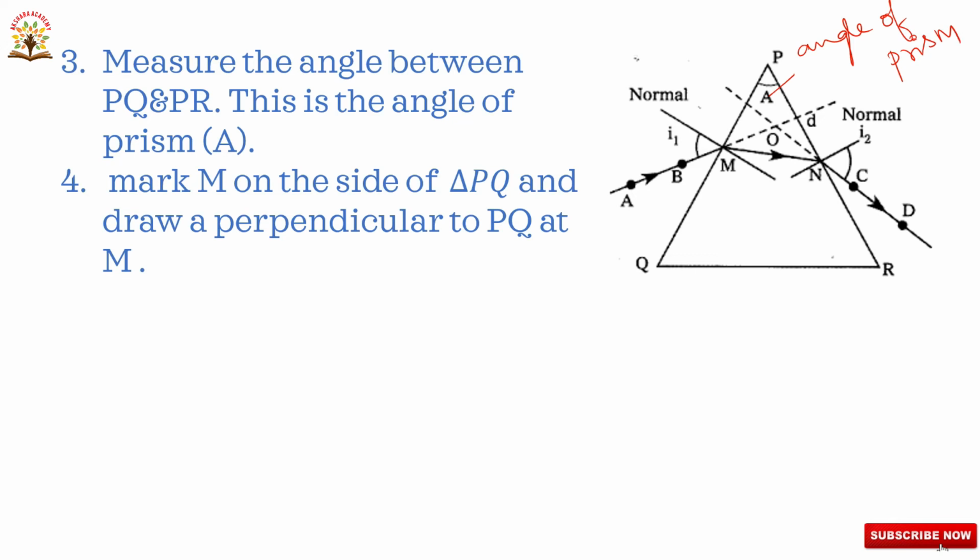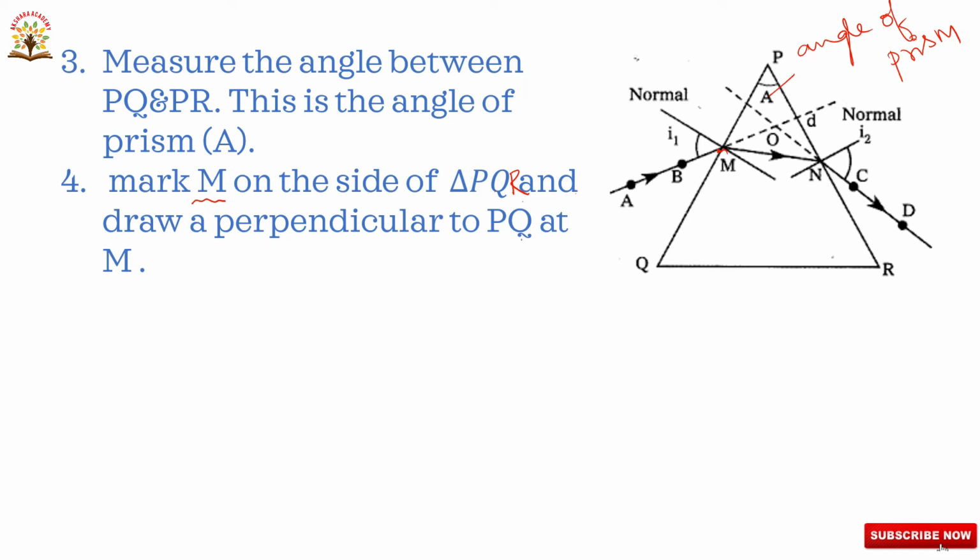Next, mark M on the side of triangle PQ and draw a perpendicular to PQ at M. Here we are drawing the normal, or a perpendicular, to PQ. At point M we have to draw a perpendicular line. Mark M on the side of triangle PQR and draw a perpendicular to PQ at M.